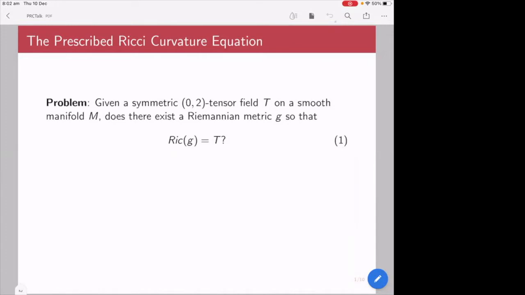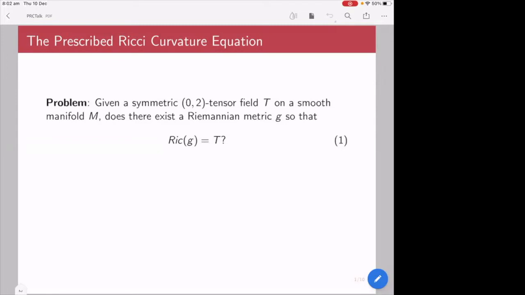Fundamentally, the problem is if you happen to have a smooth manifold M, and you're given some symmetric 0-2 tensor field T on that manifold, can you actually produce a Riemannian metric G on that manifold whose Ricci curvature happens to coincide with T? So yes, as I said, this is a fairly old problem now.